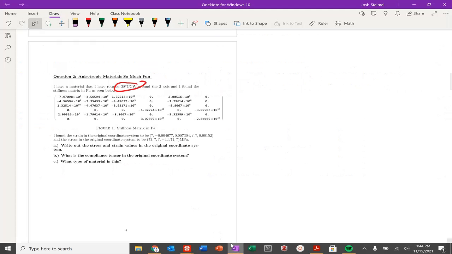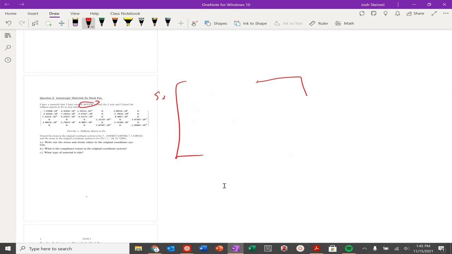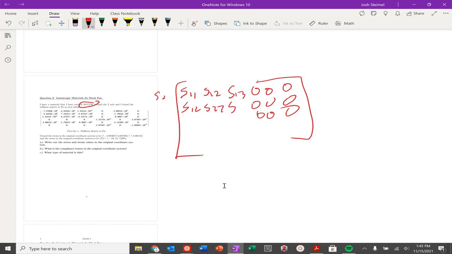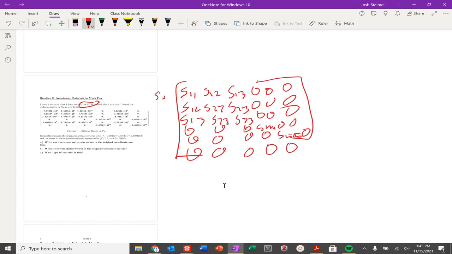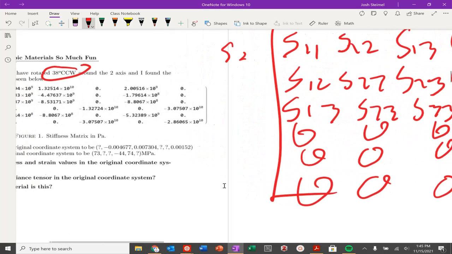My compliance tensor is as such. If we look at the compliance tensor schematically, let's zoom out. I've got S11, S12, S13; S12, S22, S23; S13, S23, S33; then S44, S55, and zeros elsewhere, and S66. So I am working with an orthotropic material.